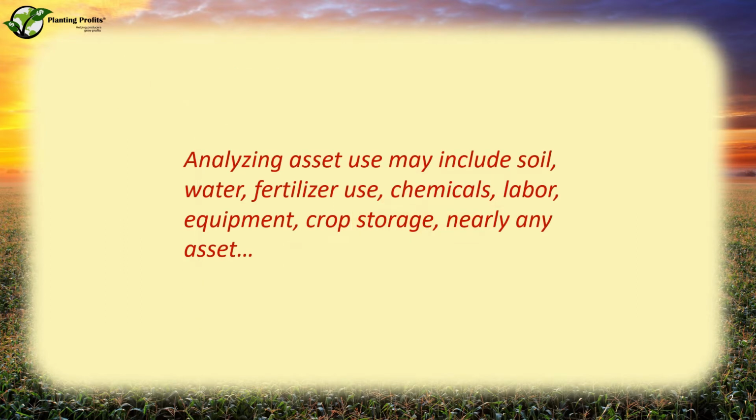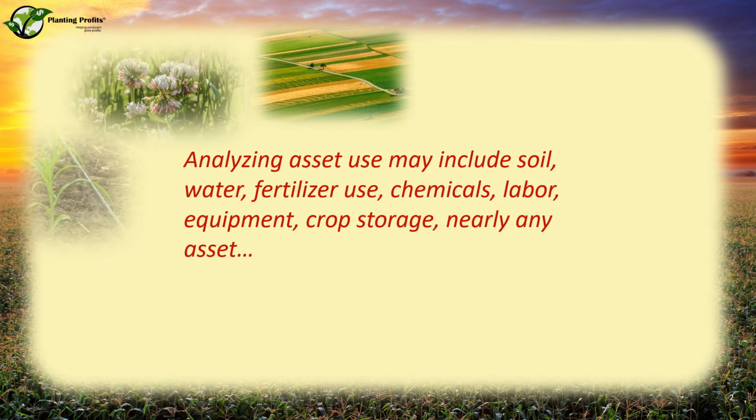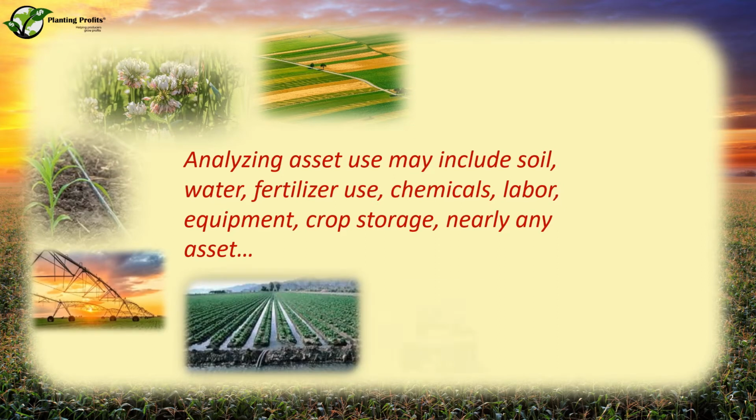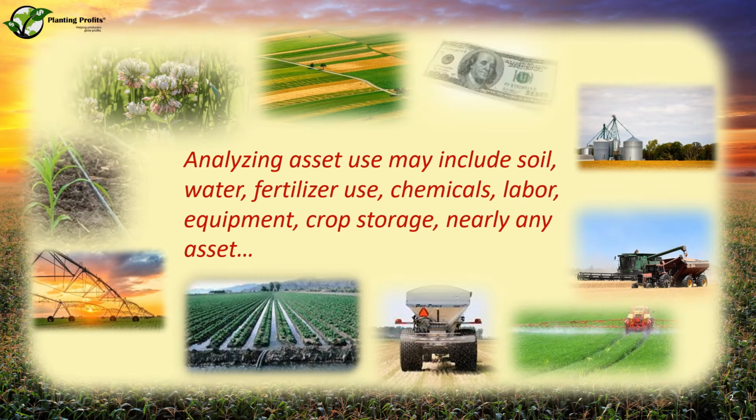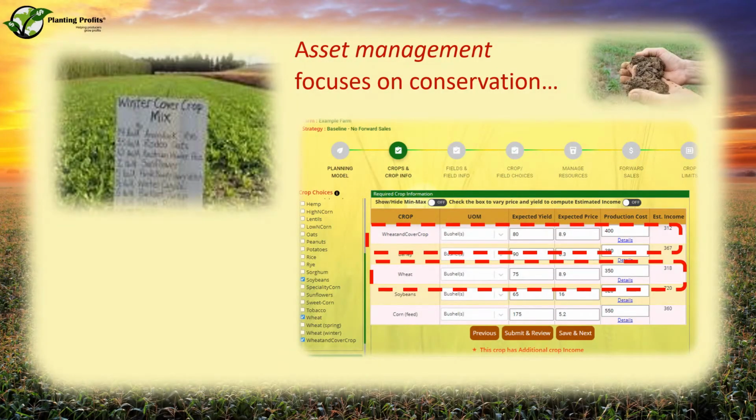Analyzing asset use can include soil, water, fertilizer use, chemicals, labor, equipment, crop storage, nearly any asset. The key is to be able to reasonably estimate costs and benefits. Define the practice and estimate impacts on crop yields, prices, and production costs. Let's look at using a cover crop as an example.